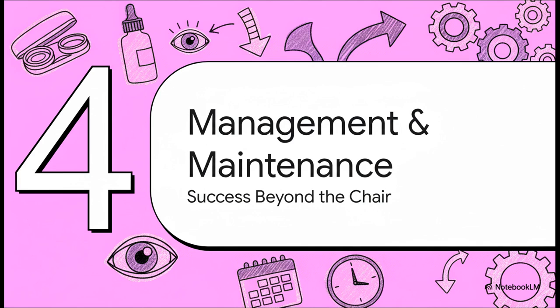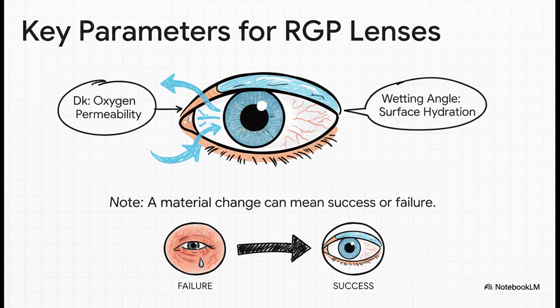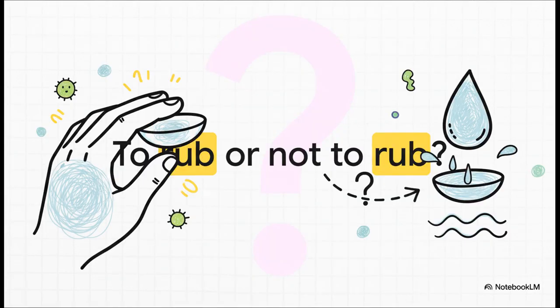All right, on to Section 4. A perfect fit is fantastic, but that's only half the job. Long-term success depends completely on proper management and maintenance from the patient. You know, when we're fitting rigid gas-permeable lenses, it's easy to get hyper-focused on the fit itself and kind of forget about the material. But you have to consider DK for oxygen permeability and the wetting angle for surface hydration. Just switching to a material with better parameters can sometimes be the one thing that turns a failing fit into a raving success.